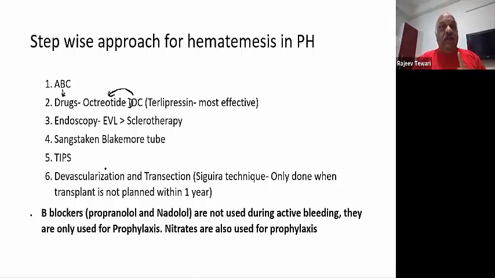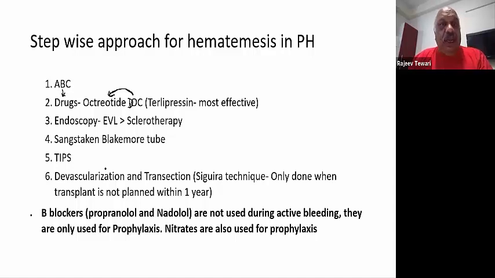And only remember octreotide, not the other analogs of somatostatin, not lanreotide and others. Why not? Because those are only available for subcutaneous injection. We can give those drugs in carcinoid syndrome, but here we have to give intravenously. Only octreotide can be given intravenously, so octreotide. Then the second step should be endoscopy.